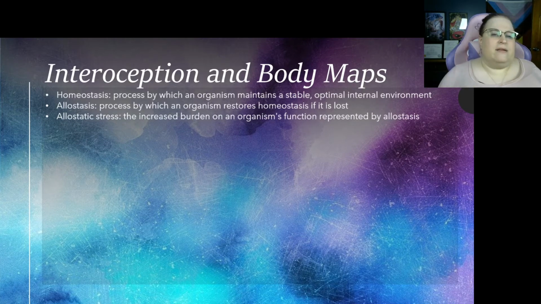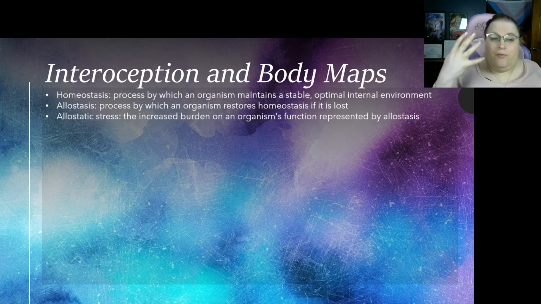Allostatic stress or allostatic load is the increased burden on an organism's function represented by allostasis. As I said, it takes more energy to achieve balance than to stay in it. So in biology, this is typically called allostatic load and thought of in terms of energy. In psychology, it's talked about in terms of stress, because there are psychological impacts of this, as we're going to be discussing.